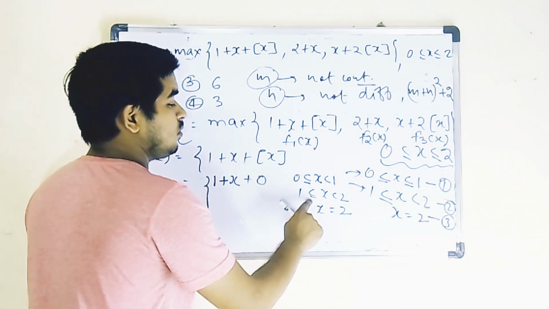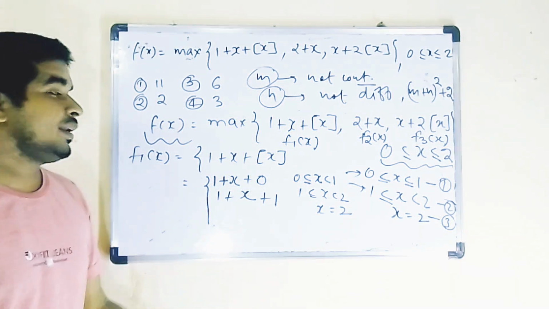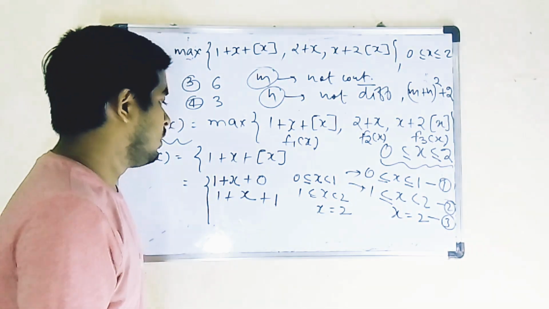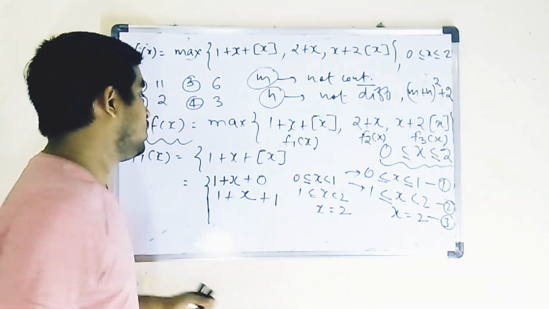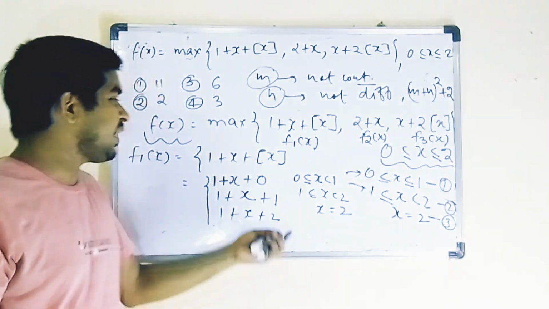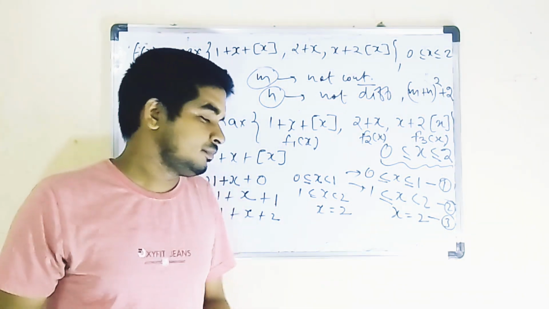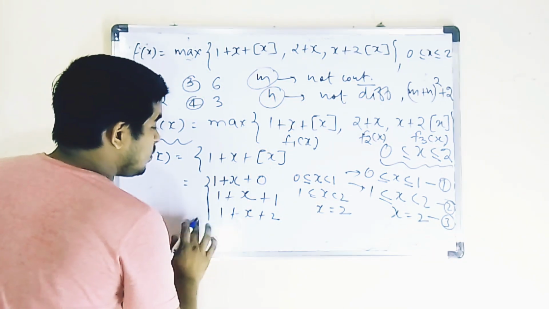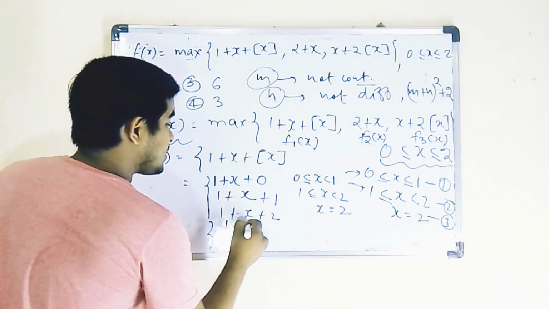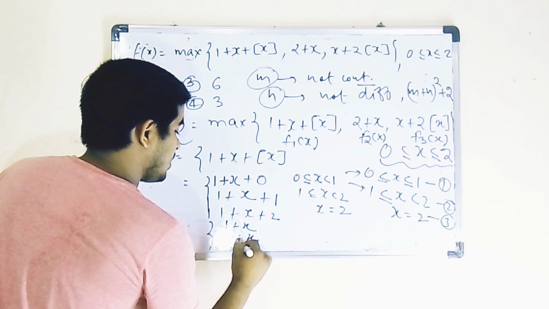For 1 less than x less than 2, what is the function? 1 plus x plus 1. Agree? The greatest integer of any value between 1 and 2, including 1, is 1. For x equal to 2, what is 1 plus x plus 2? The greatest integer of 2 is 2. Agree? So now exactly what is this function? Sir, this is 1 plus x, 2 plus x, and 3 plus x.